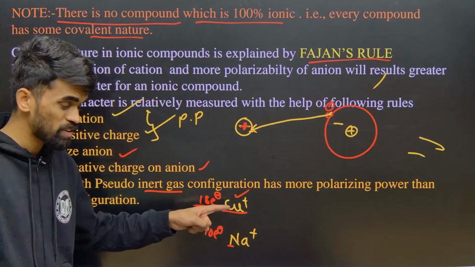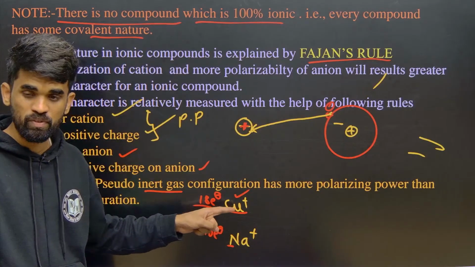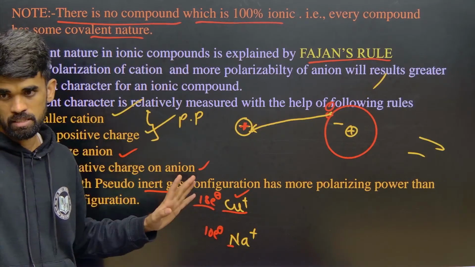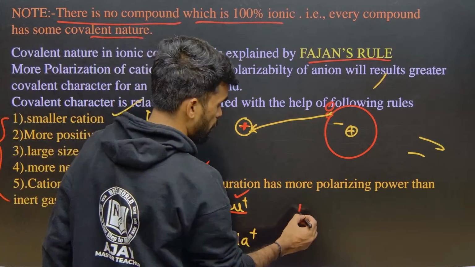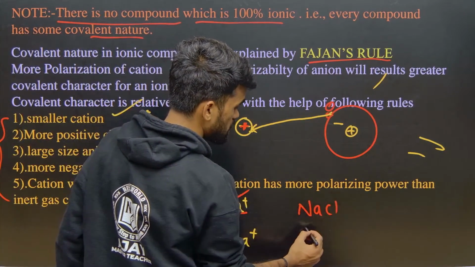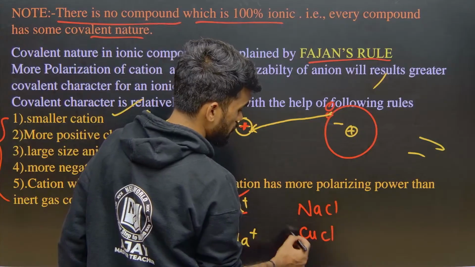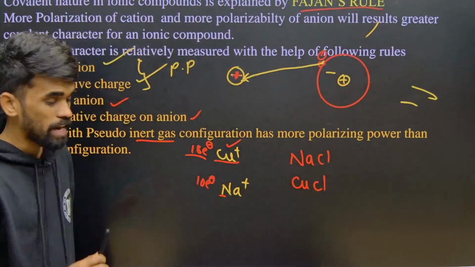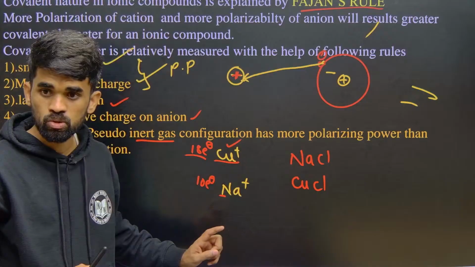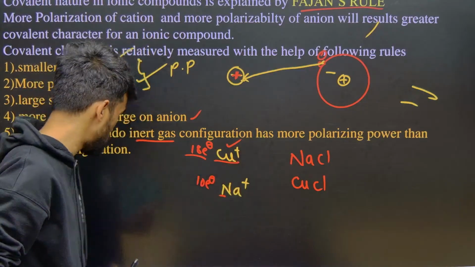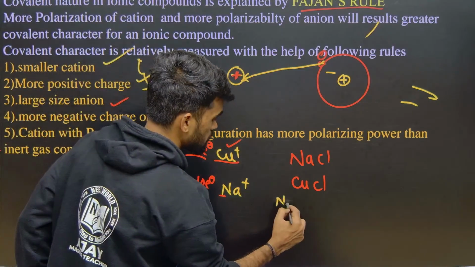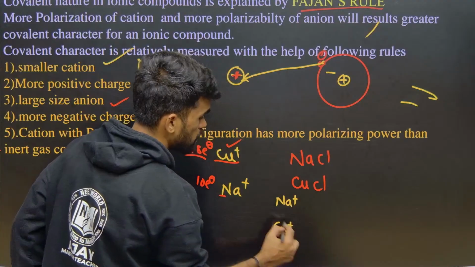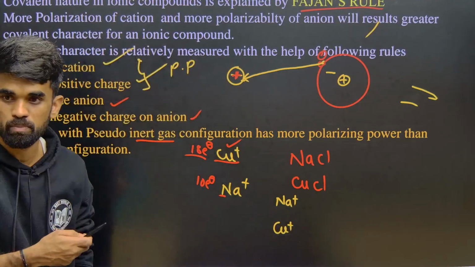So the polarizing power of a cation with pseudo inert gas configuration is more than this. Now if I want to compare NaCl and CuCl, the anions are the same here, so I cannot decide my answer with respect to the anion. We have only the option with the cation: Na+ and Cu+. Now tell me which has more polarizing power.